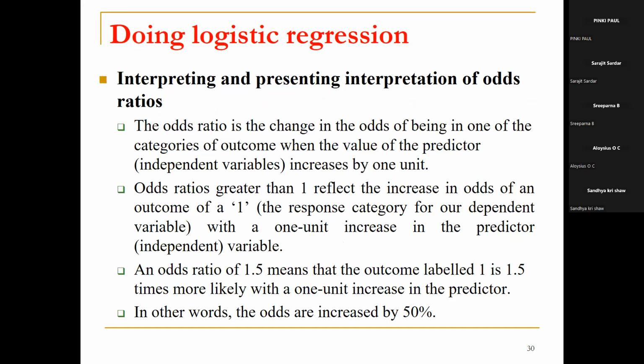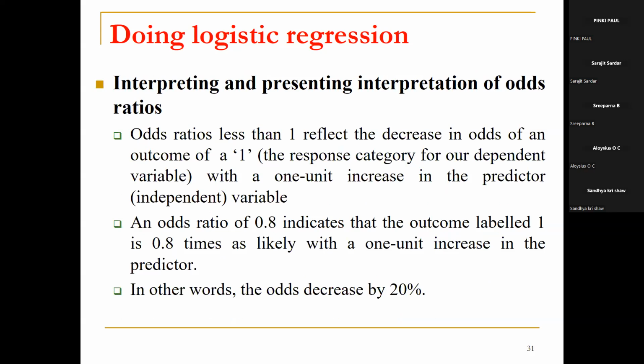So the odds ratio is the change of odds, as I told you. If it is more than 1, then if you increase 1 unit, the impact increases. If it is less than 1, the impact decreases. If it is 1, there is no change. Okay, so suppose an odds ratio is 0.8, it indicates that the outcome level 1, that is female, is 0.8 times as likely to have heart disease with a 1 unit increase in the predictor. In other words, the odds are decreased by 20%.